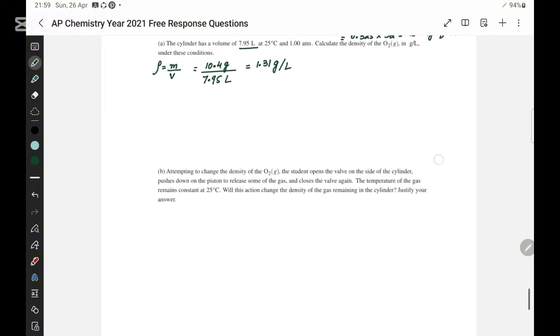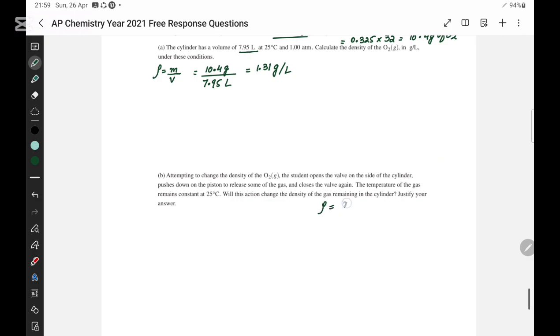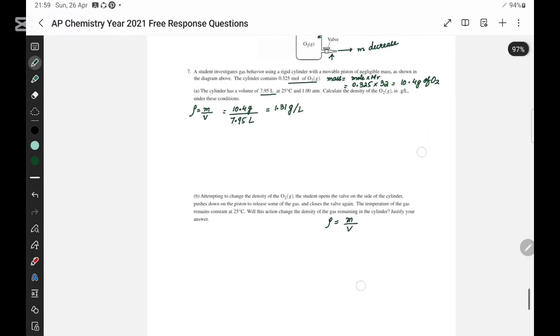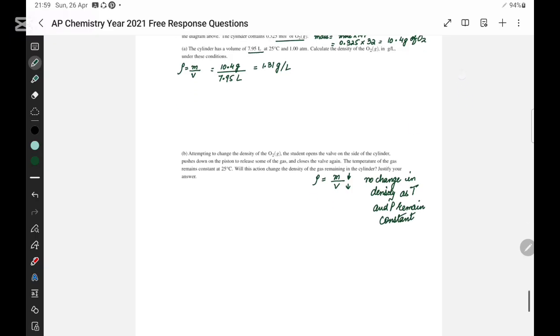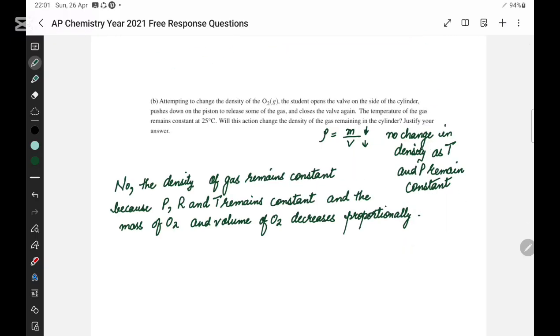As you know, density is equal to mass by volume, so if mass decreases and volume is also decreasing, no change in density would be there. Why no change in density? As temperature and pressure remain constant. So we can write the explanation in this way. This is going to be the right explanation for that.